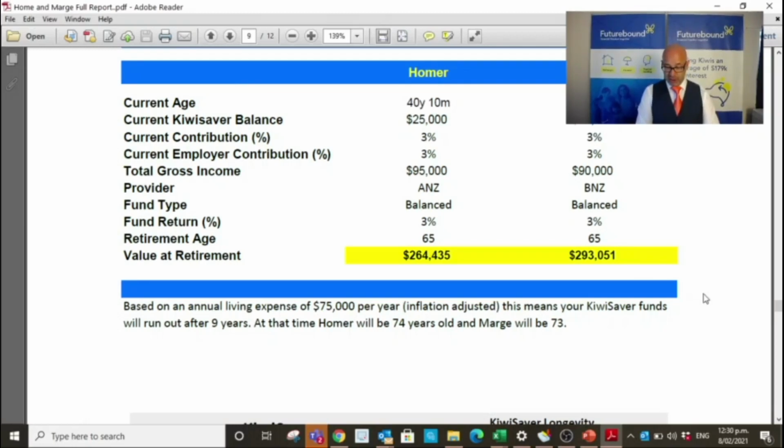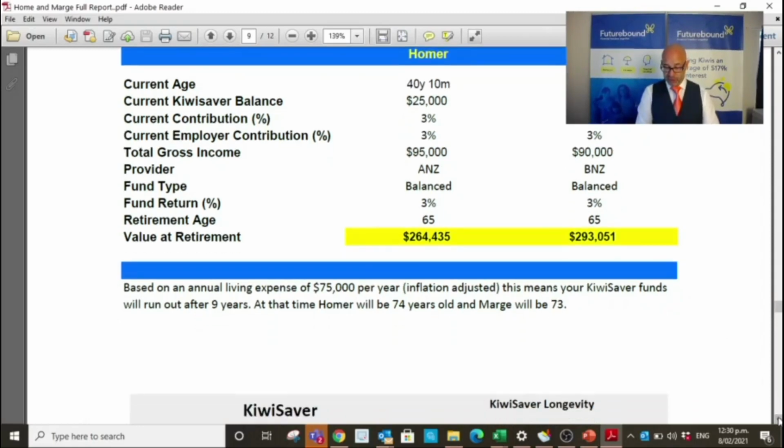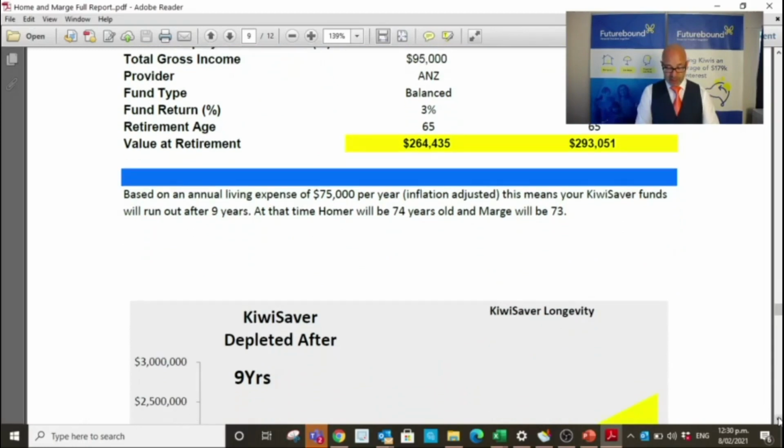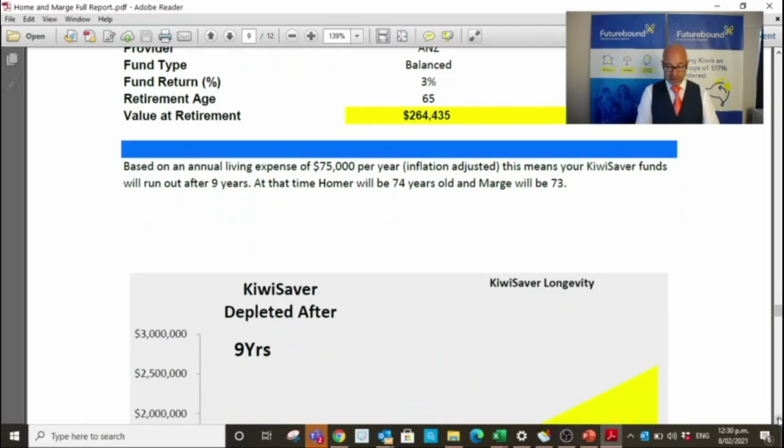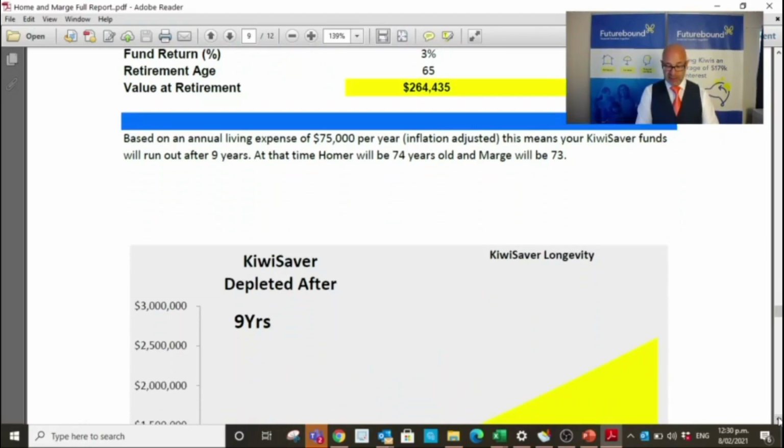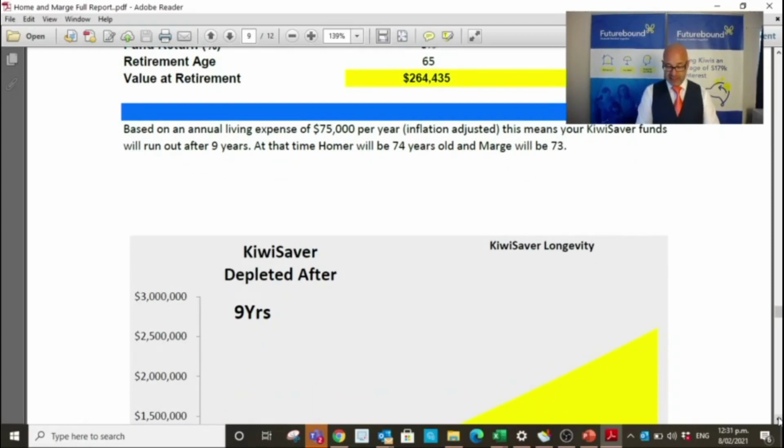of cash. She's going to work a little bit longer than Homer because she's a little bit younger at the moment. And then we've got that based on an annual living expense of 75,000. This means that the KiwiSaver funds will run out after about 9 years. And so at that stage, Homer will be 74 years old and Marge will be 73 years old.